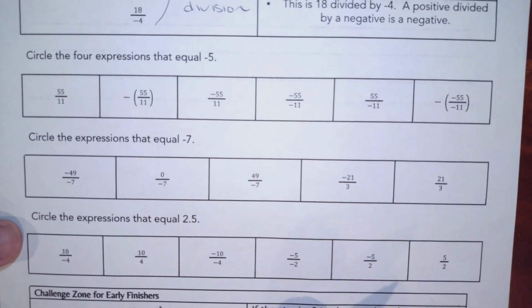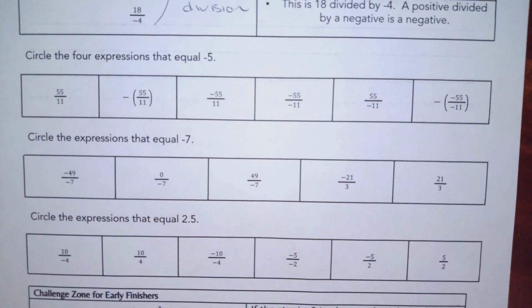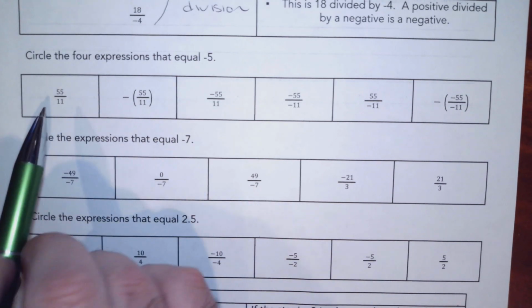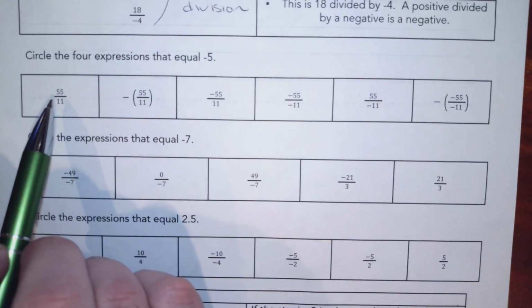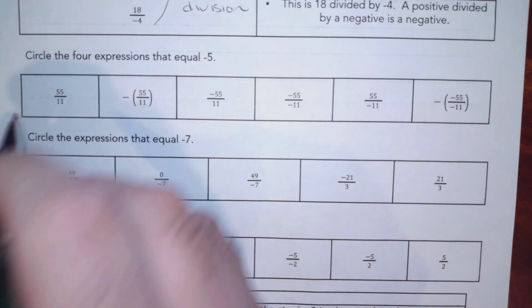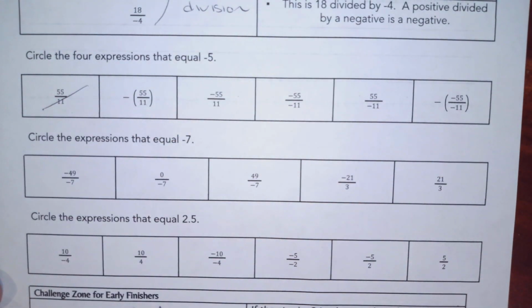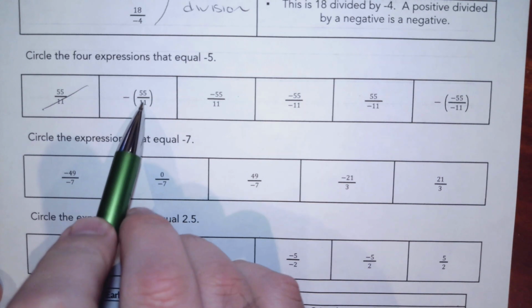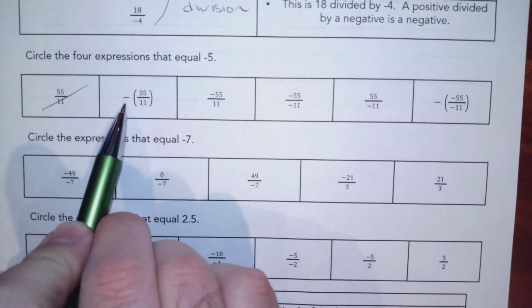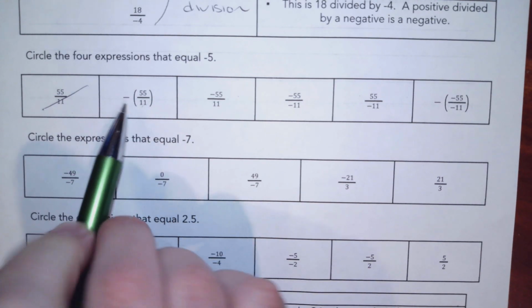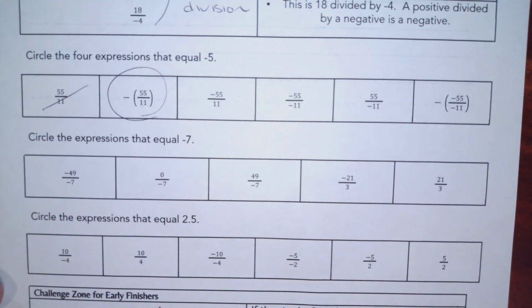So if we look at these examples here, we have to select the 4 expressions that equal negative 5. So this first one doesn't equal negative 5 because it's positive divided by a positive, so that's going to get crossed out. In the next one, we have 55 divided by 11. So that's 5, and then this is the opposite of it, so that's negative 5, so that gets circled.